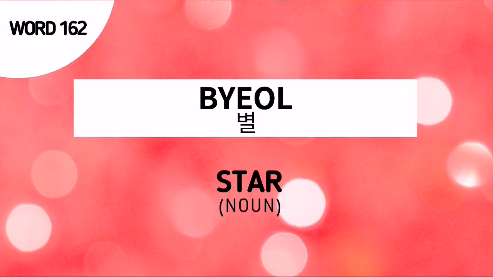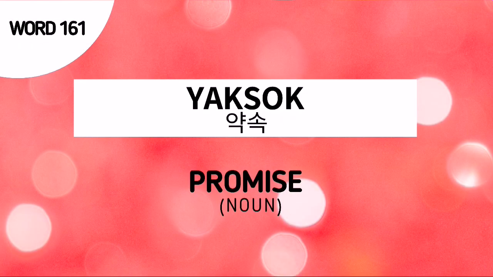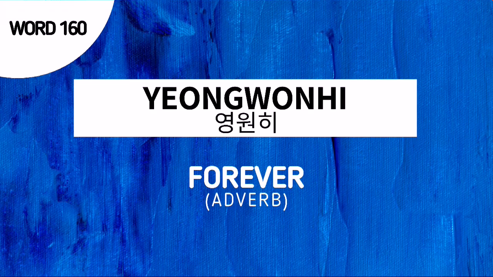Word number 162 is 별, and this is the Korean noun for star. Word number 161 is 약속, and this is the Korean noun for promise. Word number 160 is 영원히. This is an adverb of time, which means forever.